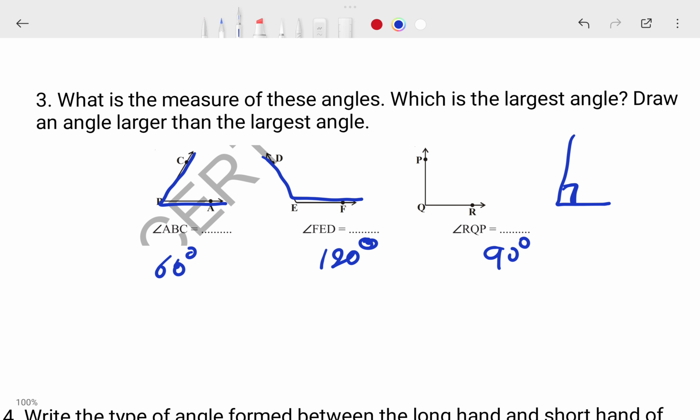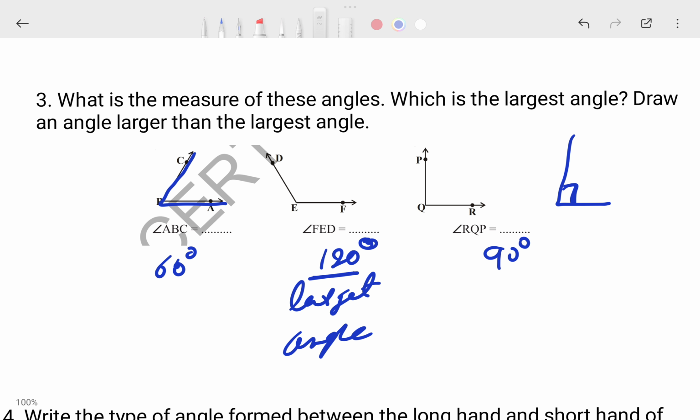Now which is the largest one of these? The 120 degree angle is the largest one. This is the largest angle, because it is 120 degrees. Draw an angle larger than the largest angle. So here, the largest is this one only now.